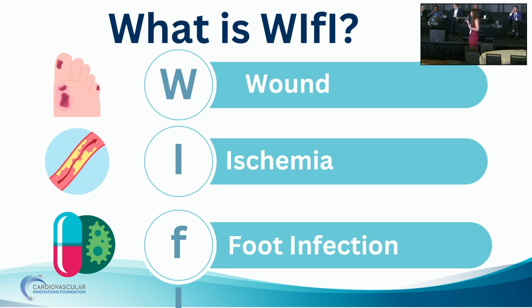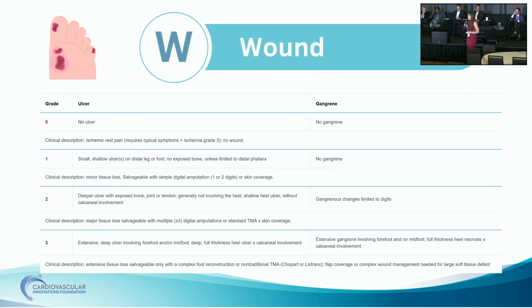So breaking down Wi-Fi, it has 3 major components: wound, ischemia, and foot infection. Now, with my background in the cath lab, I really like to focus on ischemia. It's what I know, it's what I'm more comfortable with, but it's just so much more than that. We've learned over the years that revascularization is just one part of a very complex puzzle, and we really need to look into further things like wound and infection to round out the picture and guide how we're going to treat this patient effectively.